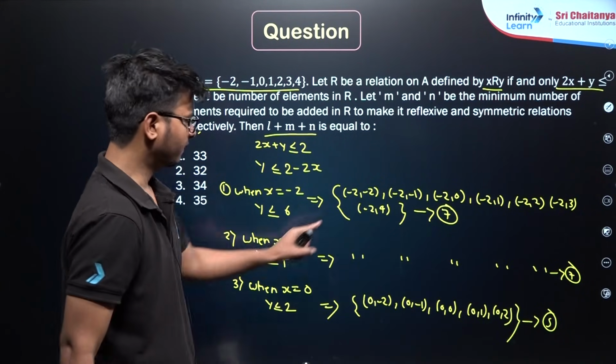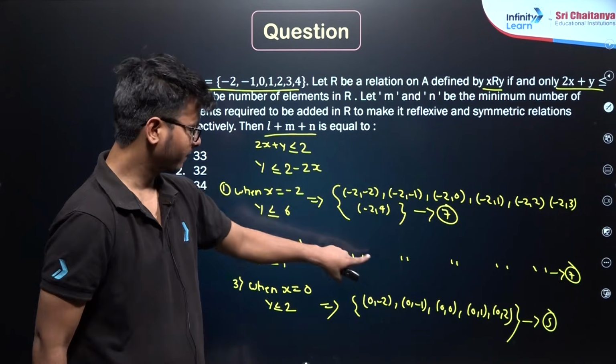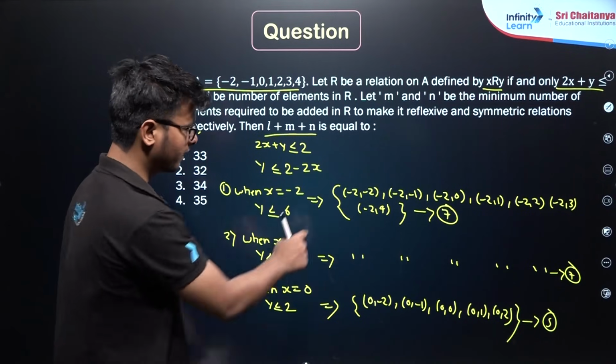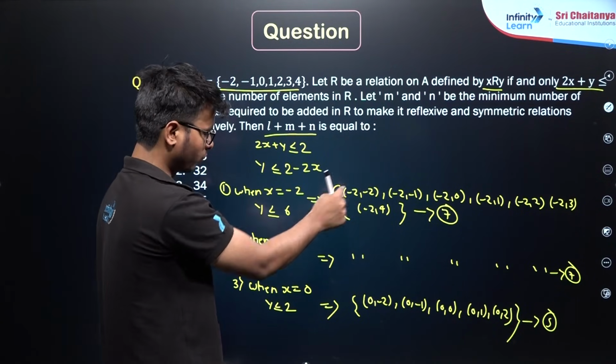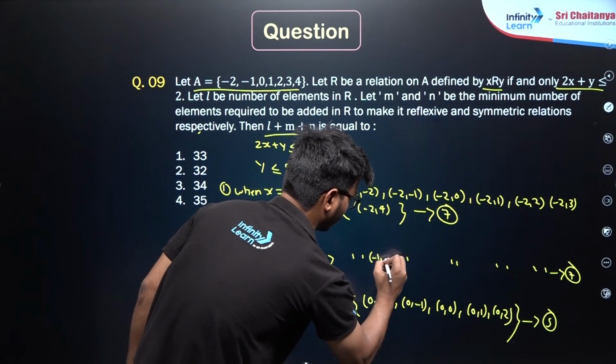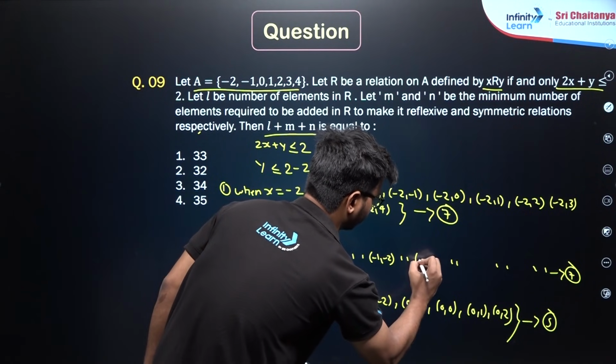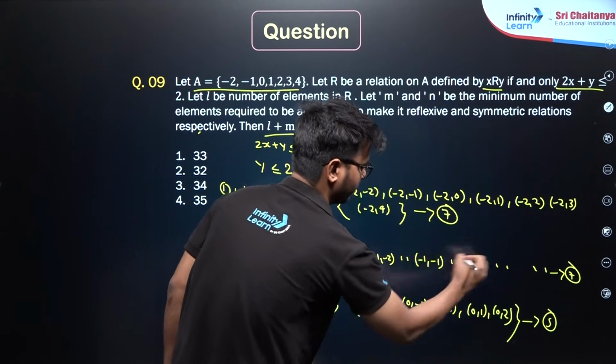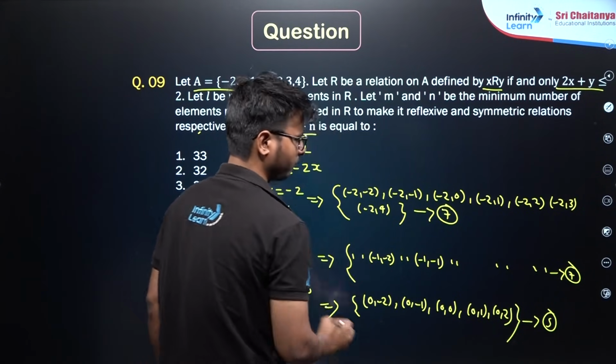In the second case, the number of elements is the same as for the first, but it's not exact, because here the first element of the tuple is going to be -2 and here it is going to be -1. So if you want, you can write it as (-1, -2), (-1, -1), in this order.